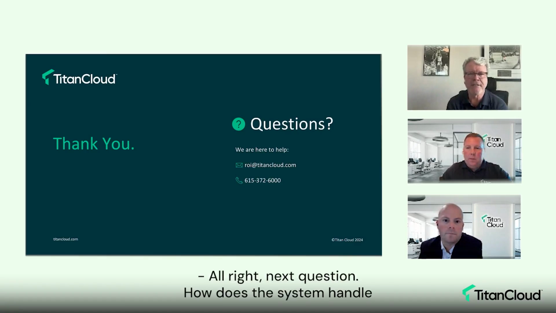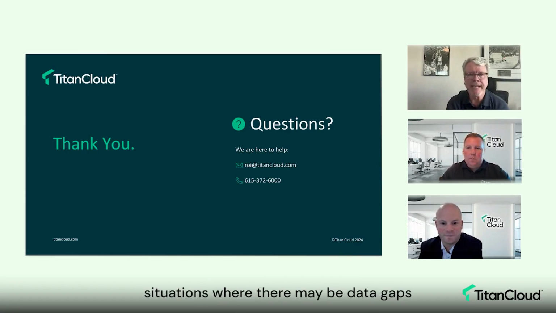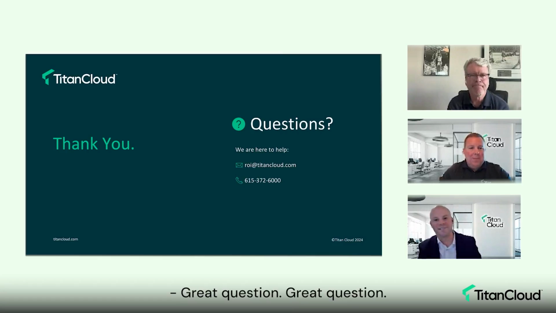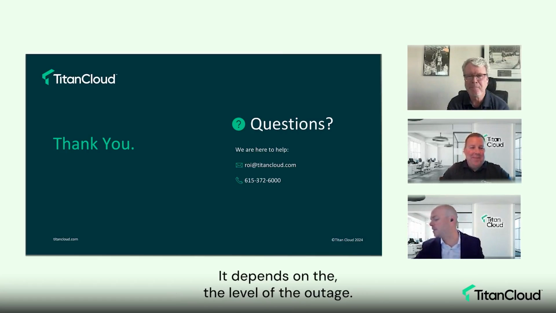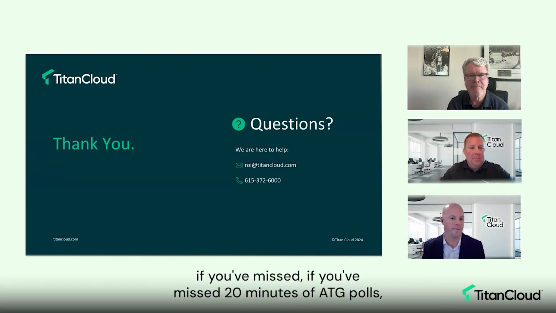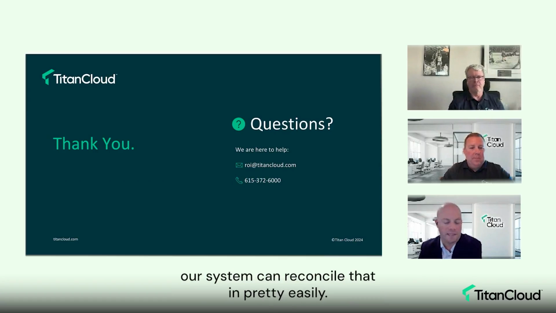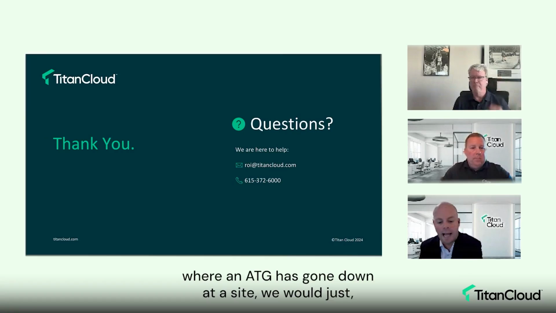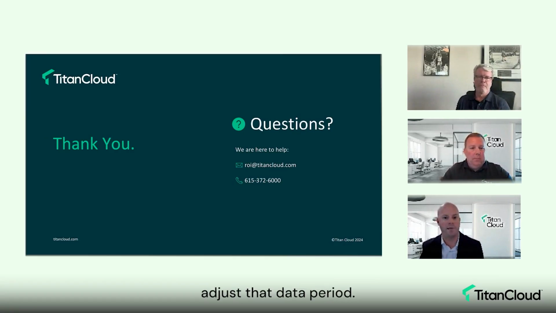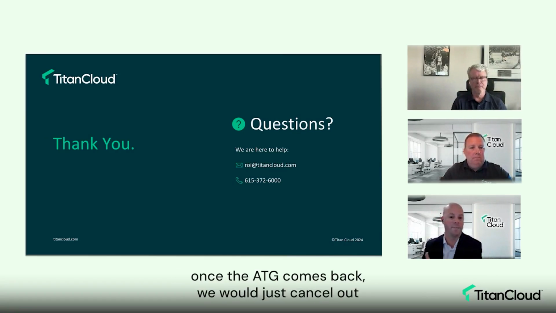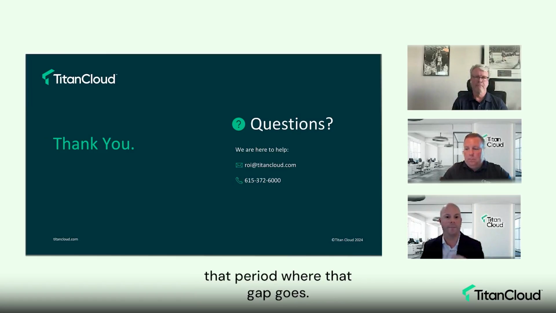All right, next question. How does the system handle situations where there may be data gaps or inconsistencies in fuel inventory records? Great question. It depends on the level of the outage. If it's a small outage, if you're within an hour, if you've missed 20 minutes of ATG polls, our system can reconcile that pretty easily. If you have a large outage of, let's say, a week where an ATG has gone down at a site, we would just adjust that data period, so we're not taking into account any variance once the ATG comes back. We would just cancel out that period where the gap is.